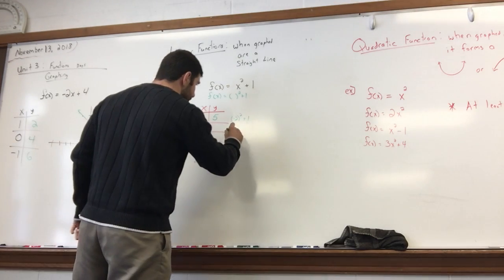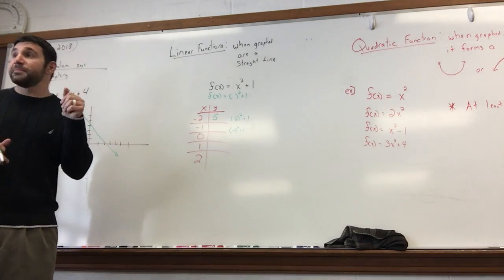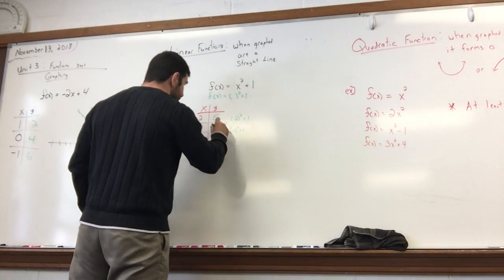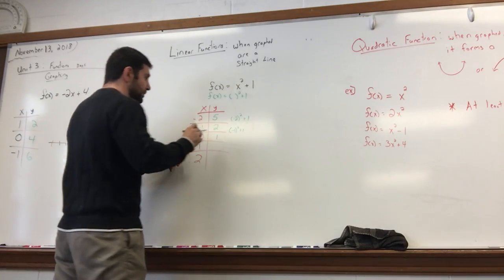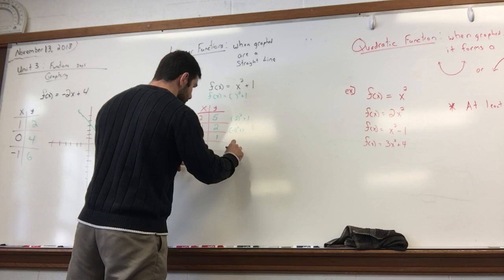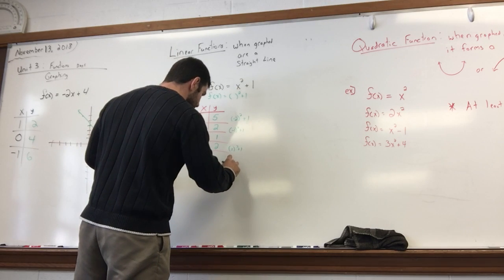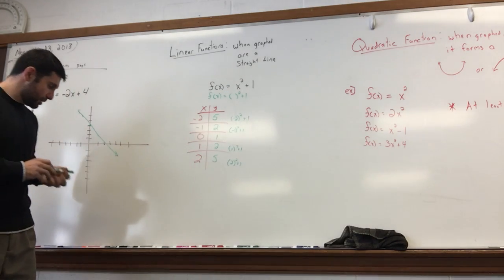Negative 1 squared plus 1. Negative 1 times negative 1 is 1. 1 plus 1 is 2. 0 squared is 0 plus 1 is 1. 1 squared plus 1, well 1 plus 1 is 2. 2 squared plus 1 is 5. Now, watch what I'm going to do here.